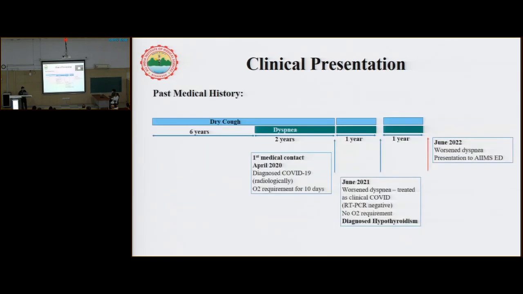This is the summary of his entire course, in which we can see that the patient had dry cough and dyspnea, which was of very progressive and chronic nature. In fact, the point of first medical contact was in April 2020, wherein he was diagnosed as having COVID-19 illness radiologically, was kept on oxygen requirement for 10 days and then discharged. Second contact was in June 2021, wherein he had again a similar presentation with worsened dyspnea, was clinically diagnosed as COVID without any oxygen requirement this time, also diagnosed as hypothyroidism on this occasion. And finally, presentation to us in June 2022 with worsened dyspnea.